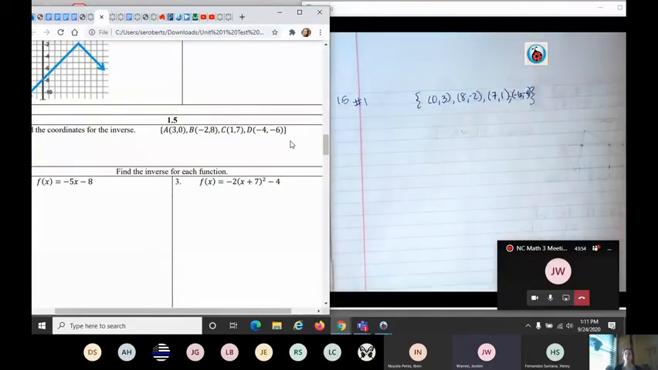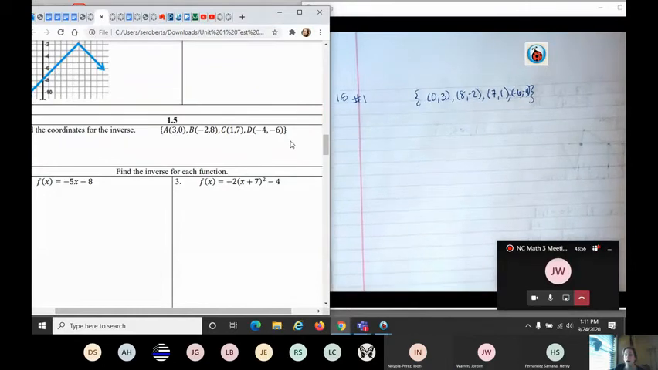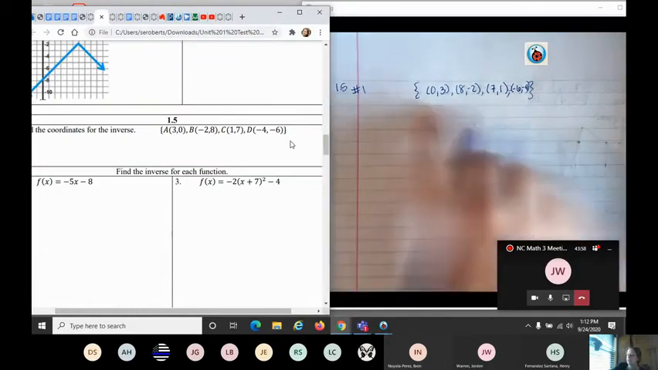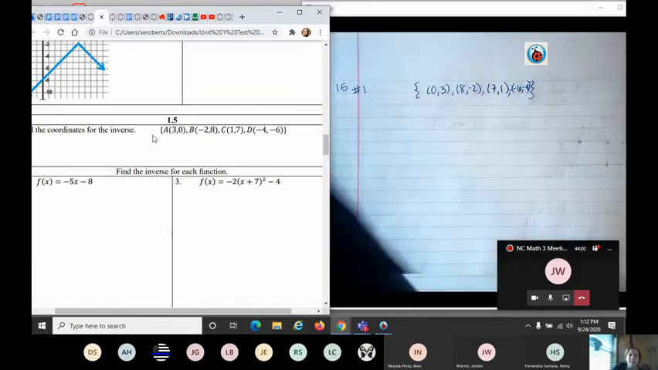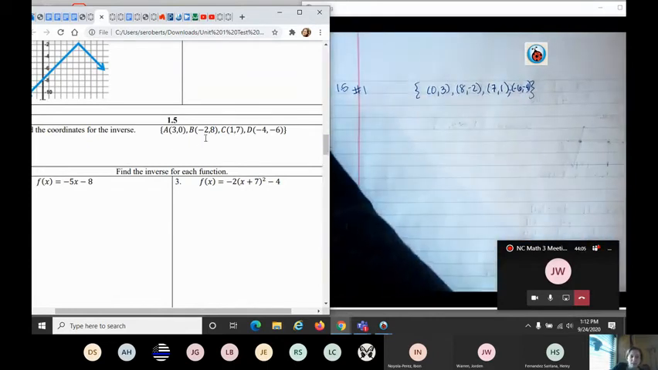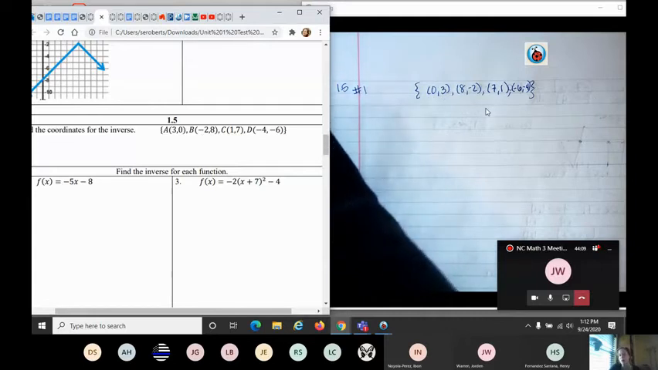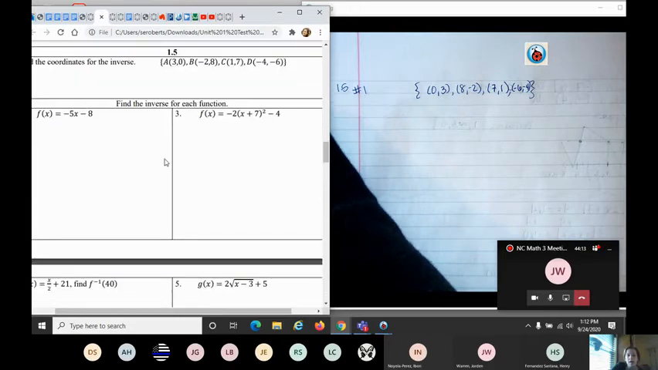Excellent. So when we find the inverse of a set of points, we're just flipping all the points. I didn't write the A, B, C, D. If you really want to, you can, but that's not necessary. The point is that we flip all the coordinates. So good job.